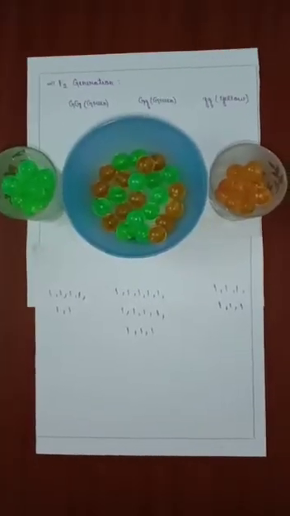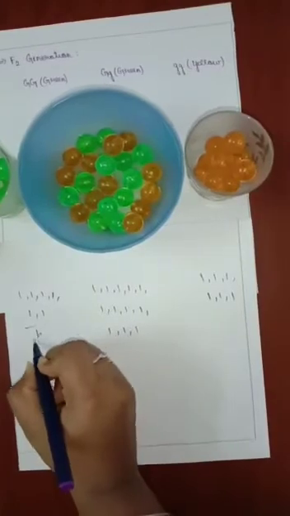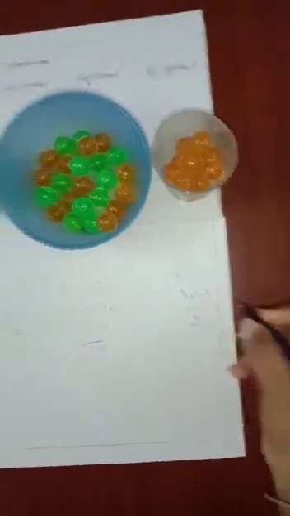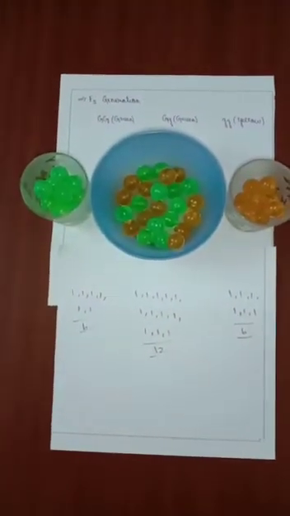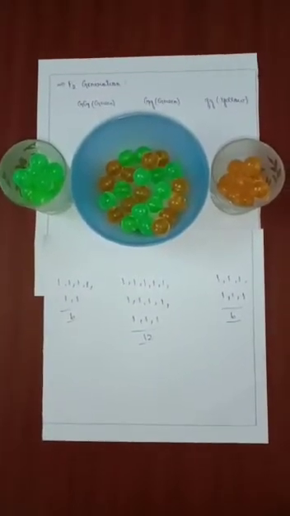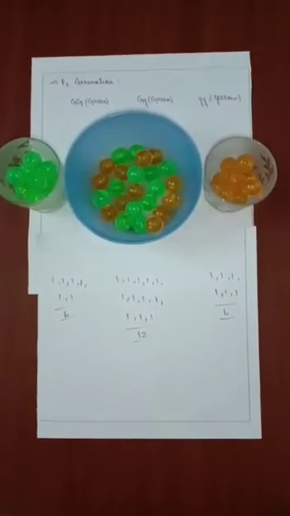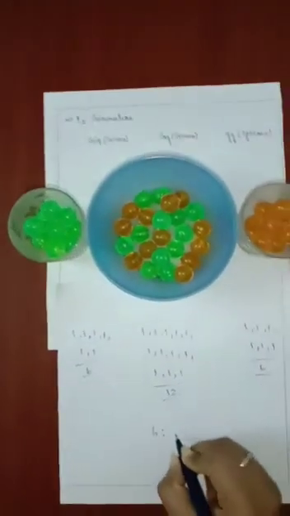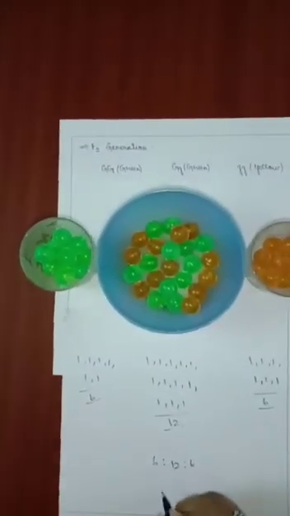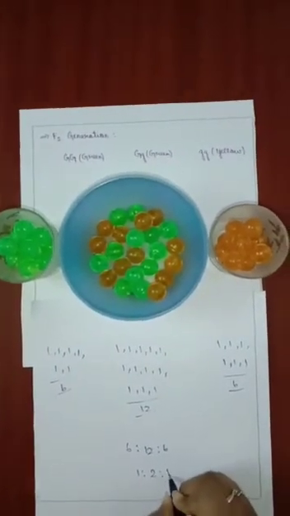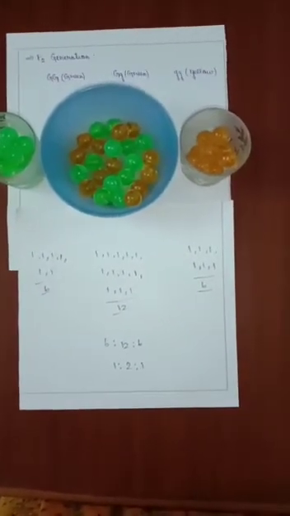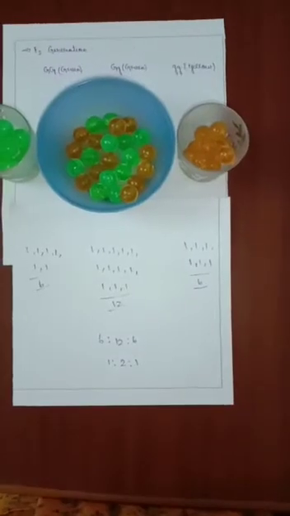Now let's calculate the number of pairs. We could observe that there are 6 pairs of homozygous dominant, 12 pairs of heterozygous dominant and 6 pairs of homozygous recessive. So it's in the ratio 6:12:6. When we cancel them by 6, we get 1:2:1. This is the genotypic ratio. The phenotype is green:yellow, hence the phenotypic ratio is 3:1.